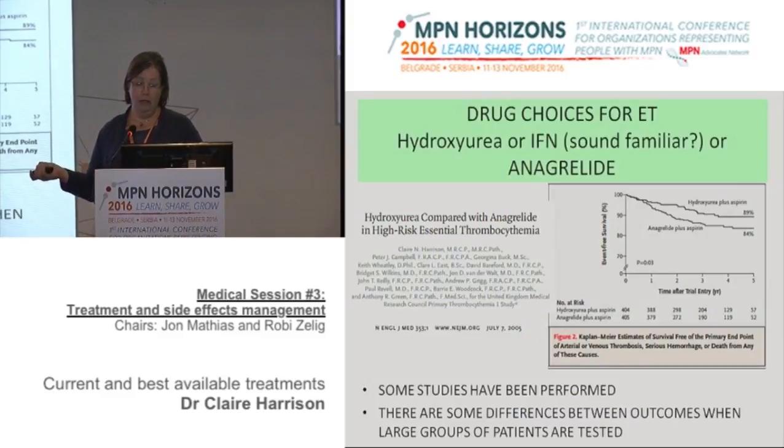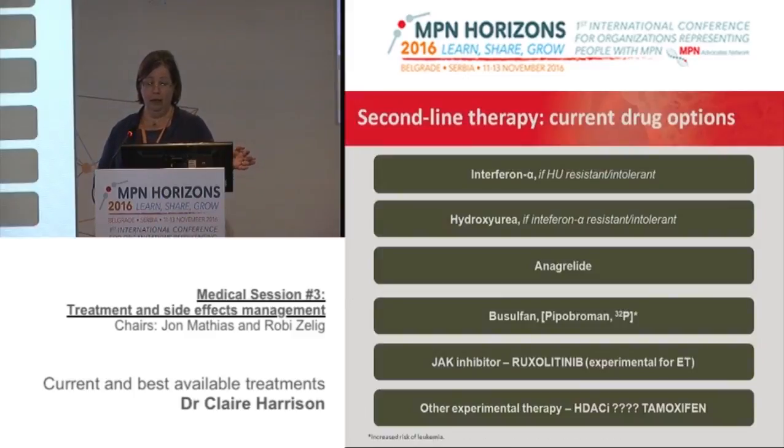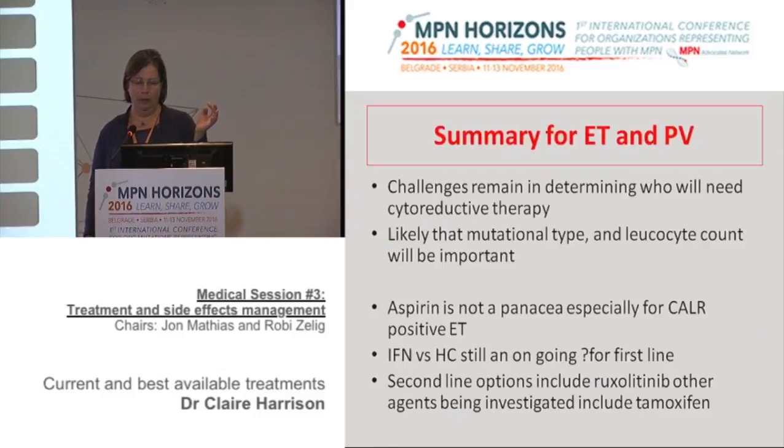So drug choices for ET: interferon or hydroxyurea, very familiar question. And then the question about this drug, anagrelide. There have been now several studies assessing anagrelide in ET. There are some differences in outcomes when large numbers of patients are compared. The British study showed anagrelide was not as good at protecting against arterial events and bleeding, and there was more fibrotic transformation. A smaller study performed in Austria and Czechoslovakia showed that there wasn't a difference. Second-line choices are very similar, but ruxolitinib is regarded as experimental for ET.